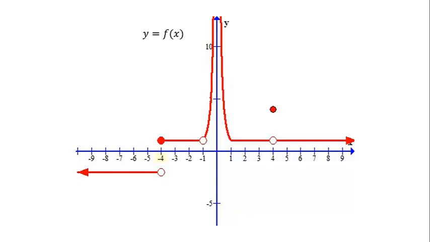This function has a discontinuity when x equals -4 because there is a jump in the graph. A second discontinuity occurs when x equals -1 because there is a hole here. A third discontinuity when x equals 0 because there is a vertical asymptote. And one final discontinuity when x equals 4. If you were to draw this graph, then each of these are the x values where you would have to pick up your pencil to continue drawing.